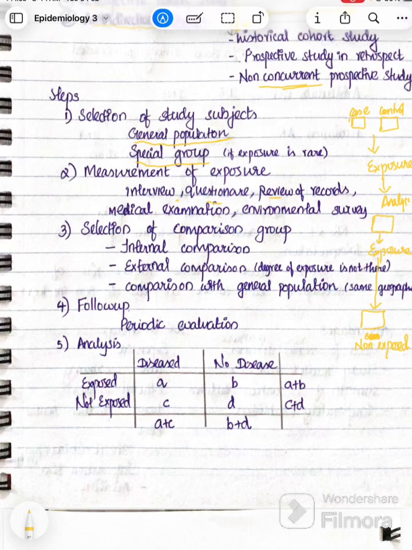Most of the time we take the comparison group of non-exposed from the same population. For example, if this general population is smokers, we ask about the exposure: how many cigarettes you smoke, how long you have been smoking. And we take out the comparison group by degree of exposure, making an internal comparison. Smoking for less than 1 year, 1 to 10 years, more than 10 years. More than 10 years we may take as the exposed group, and compare with the less than 1 year smokers.